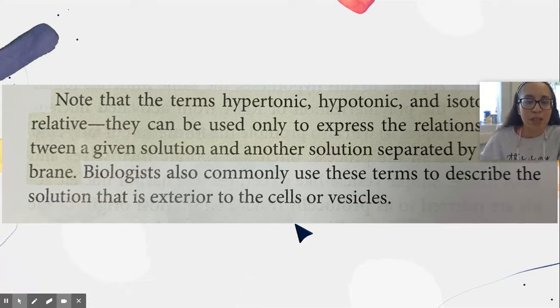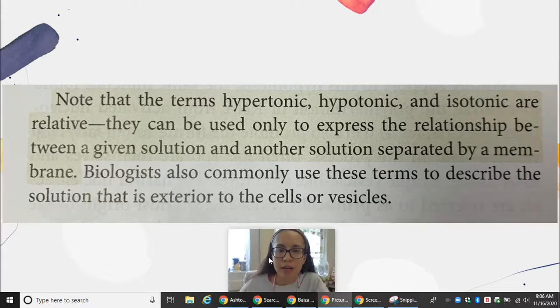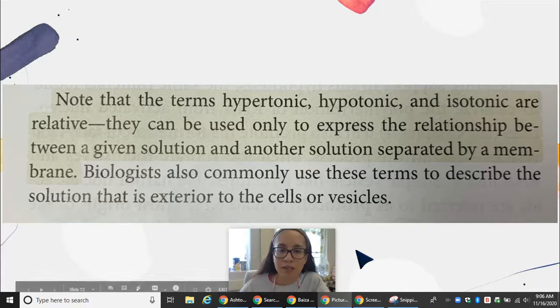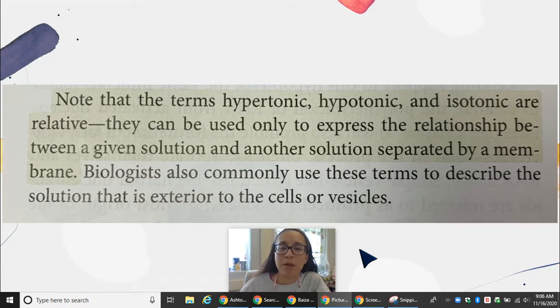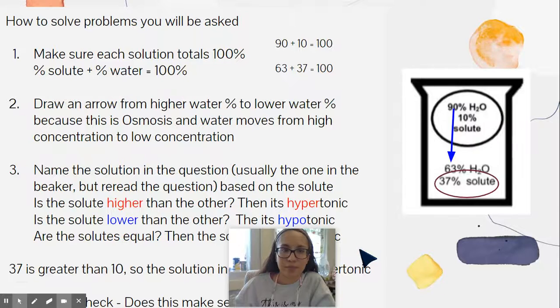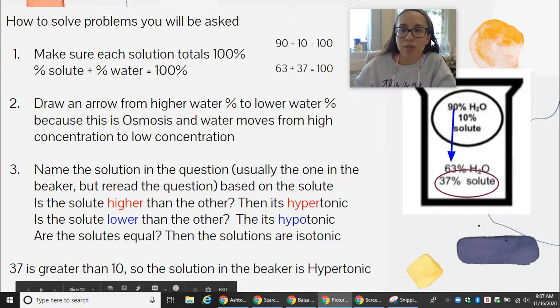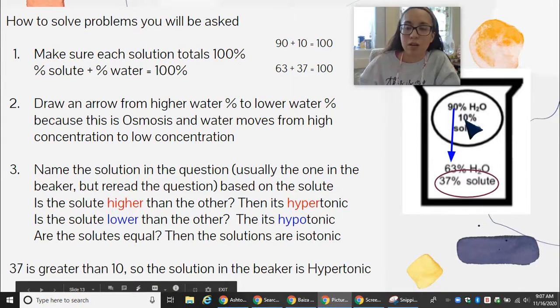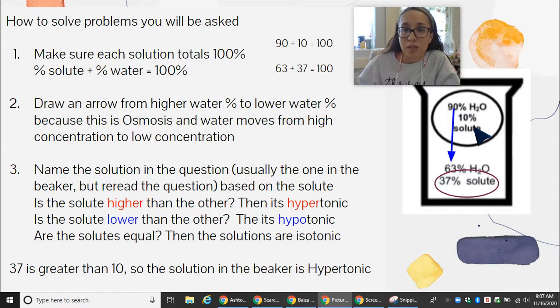Okay. So note that the terms hypertonic, hypotonic, and isotonic are relative. They can be used only to express the relationship between a given solution and another solution separated by a membrane. So when you're asked to solve this for questions on osmosis in a test question or assignment question, it's always important to follow these steps.